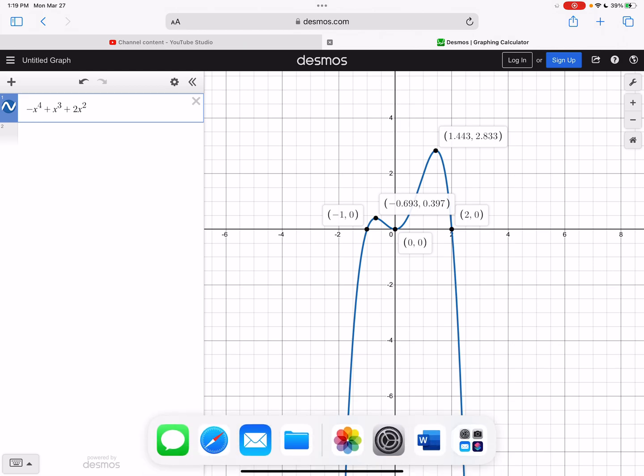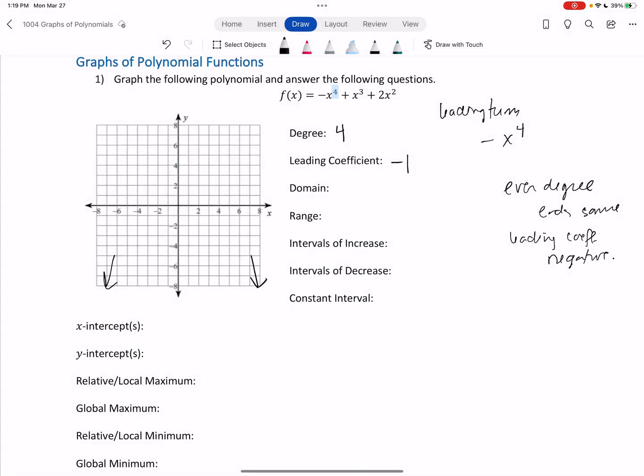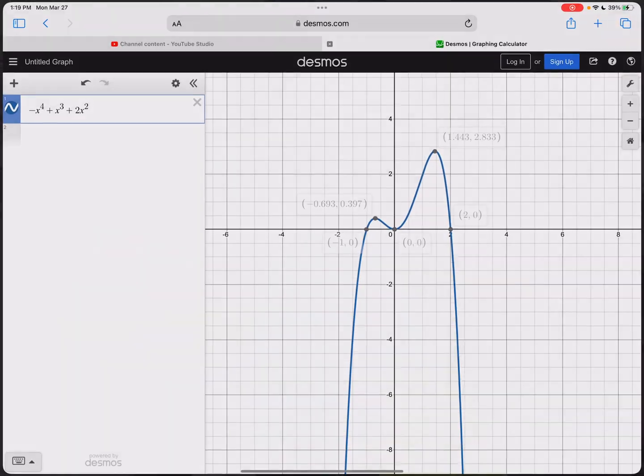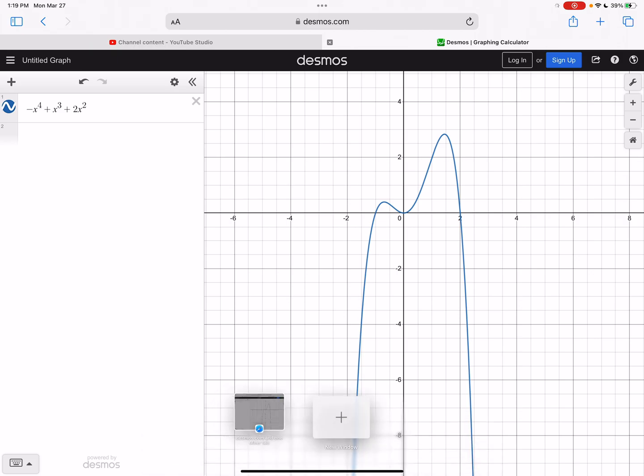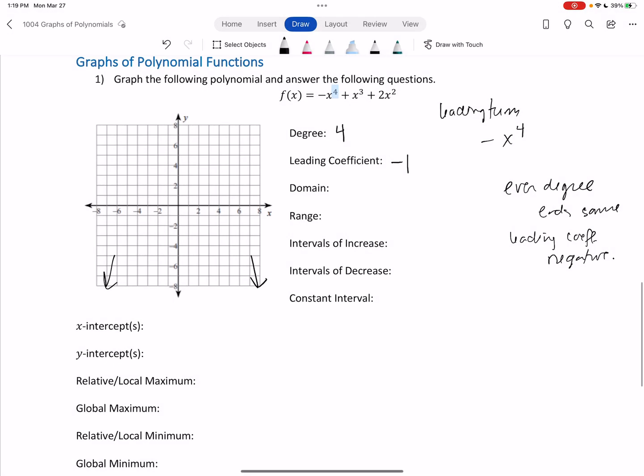So let's draw this graph on our paper over here. The x-intercepts were at negative 1, 0, and positive 2. This came down like this. This went up, came down, went up, came down, kind of like that. These 3 were my turning points, the maxes and mins.